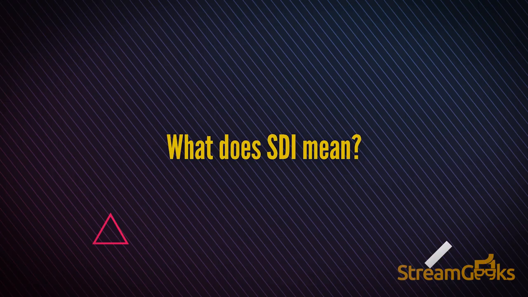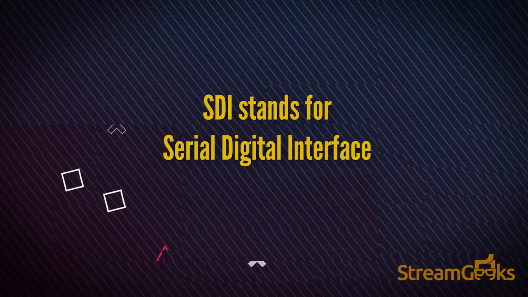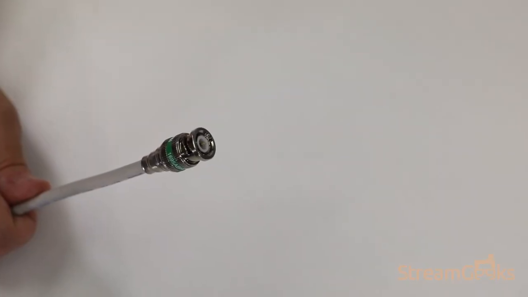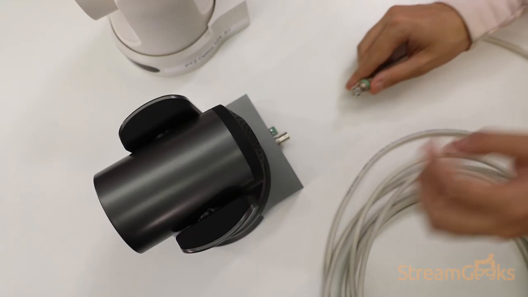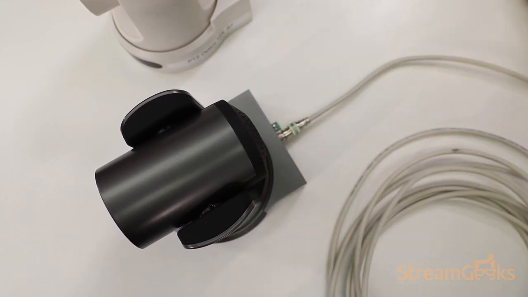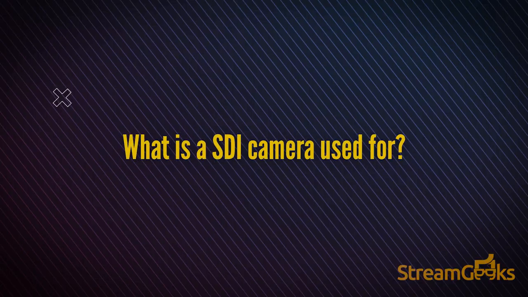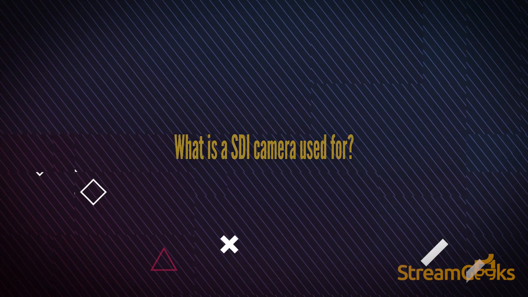What does SDI mean? SDI stands for Serial Digital Interface, and it's a type of broadcast quality cable used to connect video sources such as cameras and televisions to other video devices such as video switchers, production systems, and streaming encoders. What is an SDI camera used for?